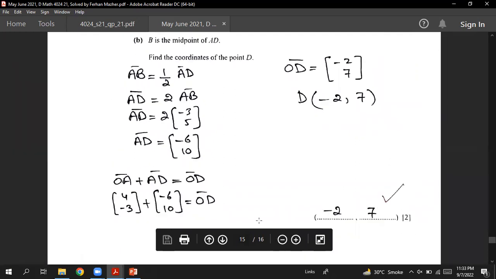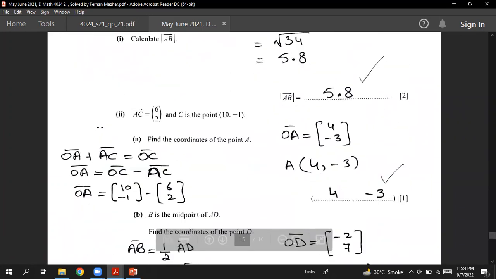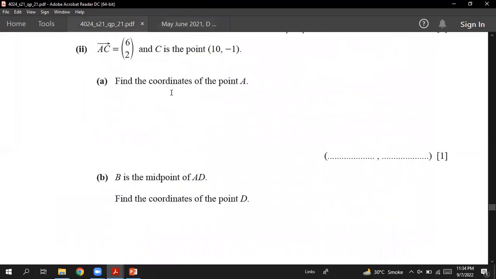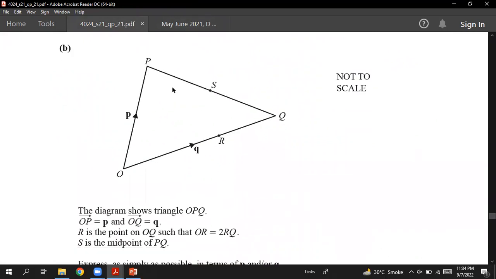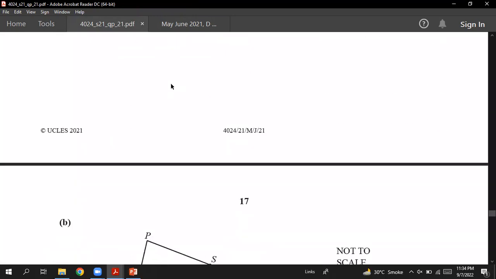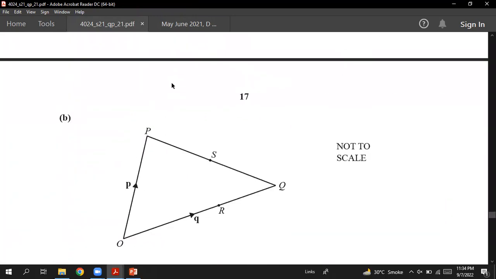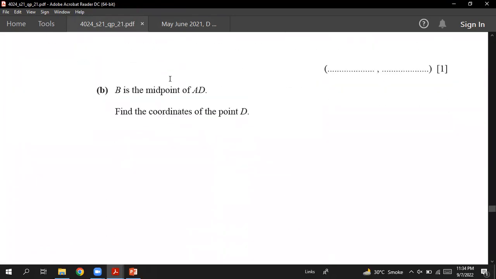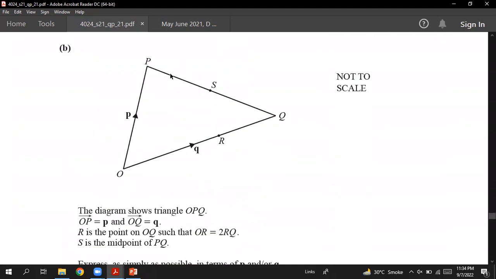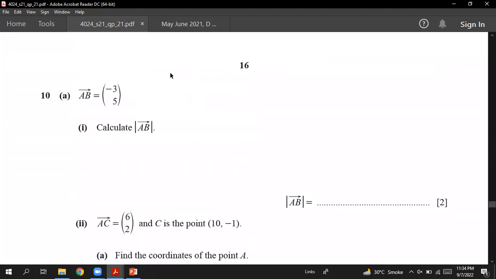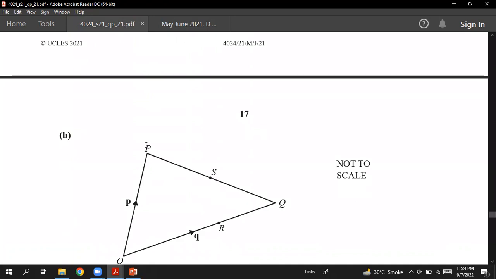So I think that you can see now the whole of question number 10, the B part is showing up on your screen. Okay, so we are done with the B part. And again, we have the B part. This is page 17, this is page 16. Okay. So this is the B part of question number 10. Now we are on this B part.